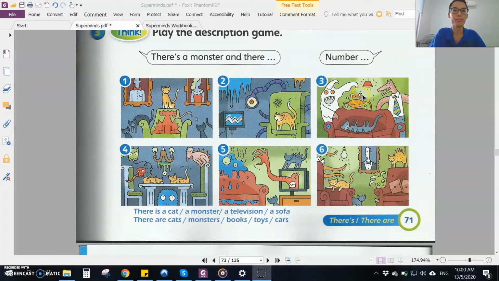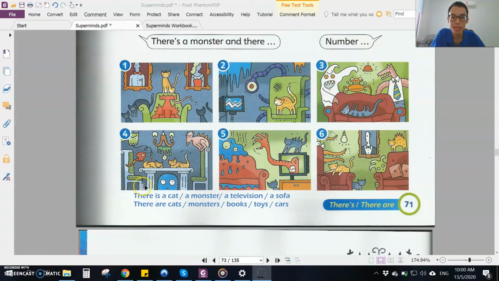Okay, picture 3. How many cats can you see? There's only one. So we can use is. There is a cat. How many monsters? There are 3 monsters. So we use there are 3 monsters. Picture 4. There are 2 cats. So we use there are 2 cats. And there are 3 monsters or 4 monsters. Okay, there are.